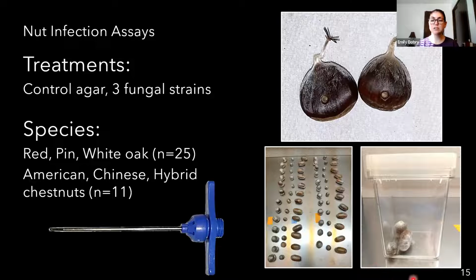So each of these containers would hold representatives of one genus. So they would have one representative of one particular genus. In this case, these are all oak. And it would be one treatment. So we had 25 replicates of each species per treatment within the oak. We only had 11 replicates of each of the chestnut species, and that was due to that significant drought and the lack of availability of more nuts for a greater number of replicates. This test was repeated once. The nuts were stored for a period of 1 month at 25 C.